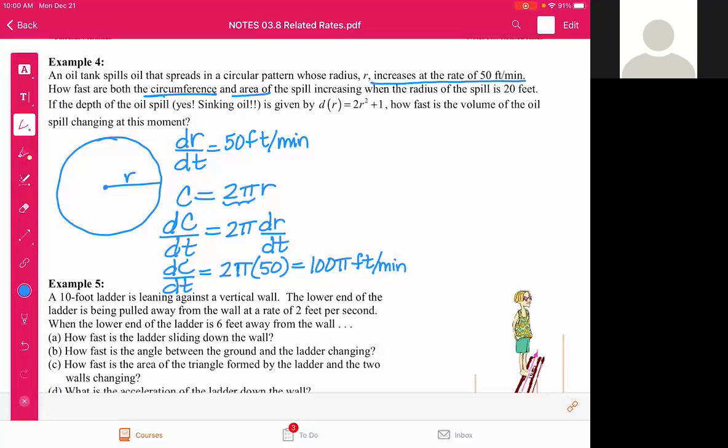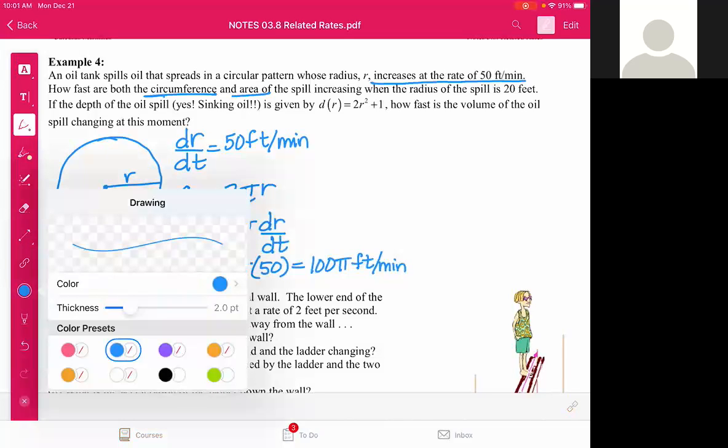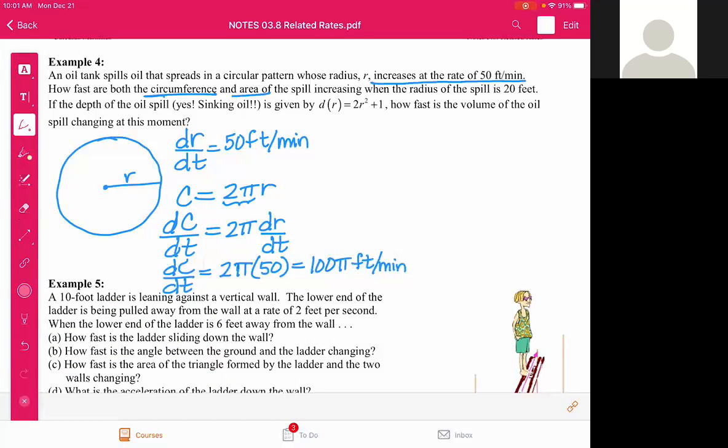Okay, and that's changing. That's how fast it's changing per minute. All right, so let's look at the other part. The other part is asking you for how quickly the area is changing.